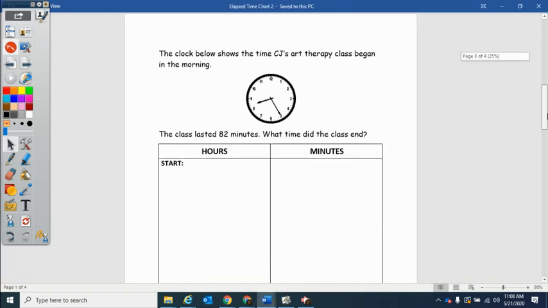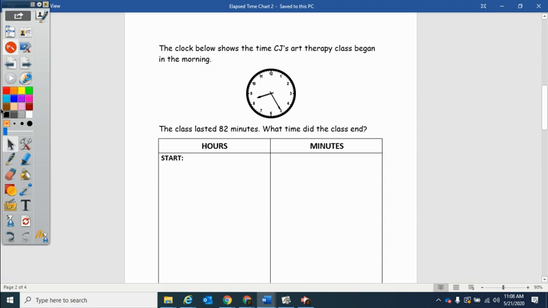Okay, the second one says, the clock below shows the time CJ's art therapy class began in the morning. The class lasted 82 minutes. What time did the class end? So let's highlight what's important. Well, we got to look at the clock. I got to figure out this time. And then I know that it lasted 82 minutes.